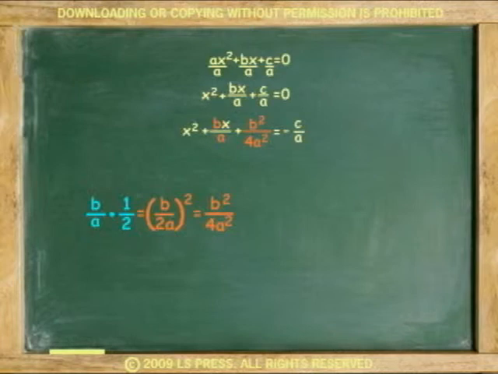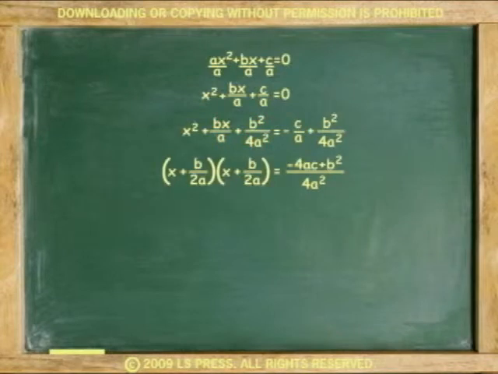1/2 of b over a is b over 2a, and b over 2a squared is b squared over 4a squared. Because b squared over 4a squared was added to the left-hand side, then b squared over 4a squared must be added to the right-hand side. Step 4. Factor the left-hand side of the equation as a perfect trinomial square and add the right-hand side.